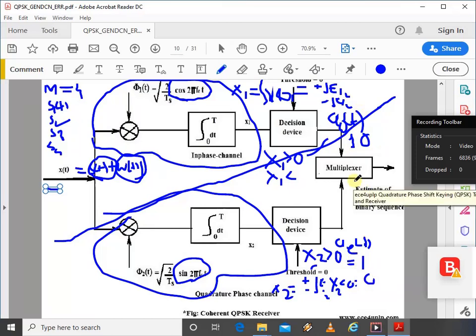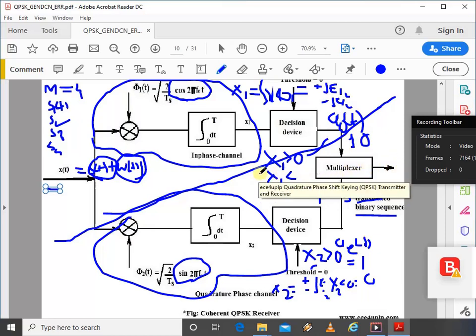Okay, this is given to the multiplexer. In turn, the multiplexer converts this parallel data into serial data. So the output of this multiplexer will be the transmitted binary sequence only. Here the multiplexer is performing exactly the opposite operation of the demultiplexer. The demultiplexer, which is used at the transmitter, converts serial data into parallel, whereas here the multiplexer is performing parallel to serial conversion. This is how the reception of the signal is done by making use of this coherent QPSK receiver.